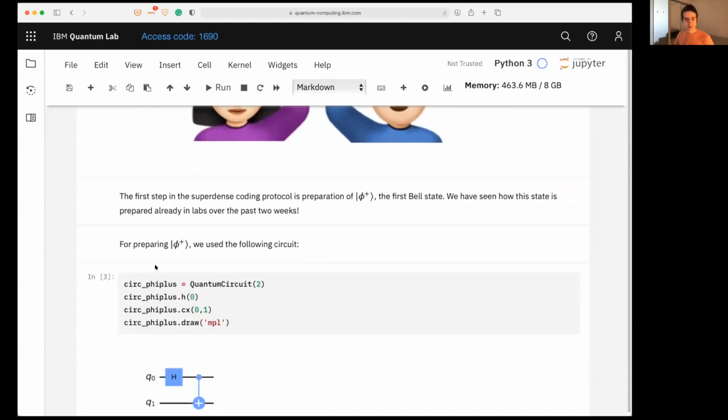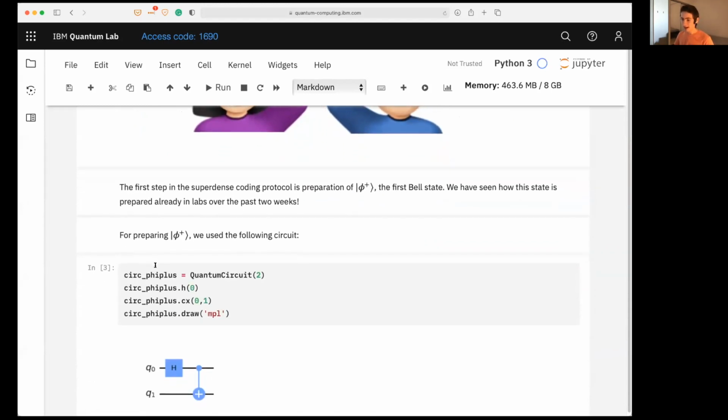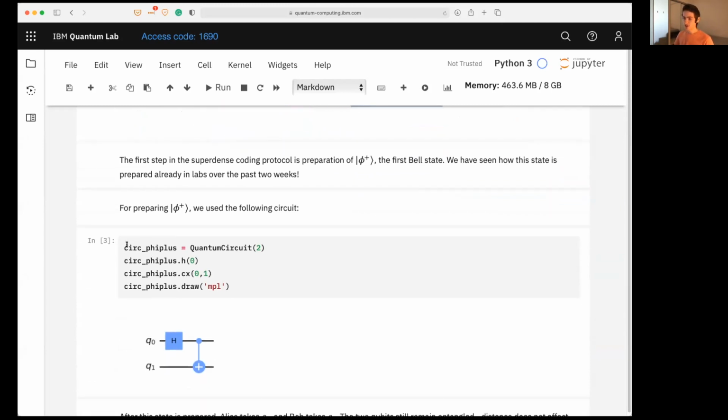Now, I'm not even going to go through this again because we have seen this circuit, I guess, 2 weeks ago now. I guess just to review quickly, though, we use the quantum circuit command with the number of qubits to create a blank circuit. And then we do circuit name.gate name to apply gates to our circuit. To create phi plus, we learned that you do an H gate on qubit 0, and then a control X gate on qubits 0 and 1, and you get a circuit that looks like this.